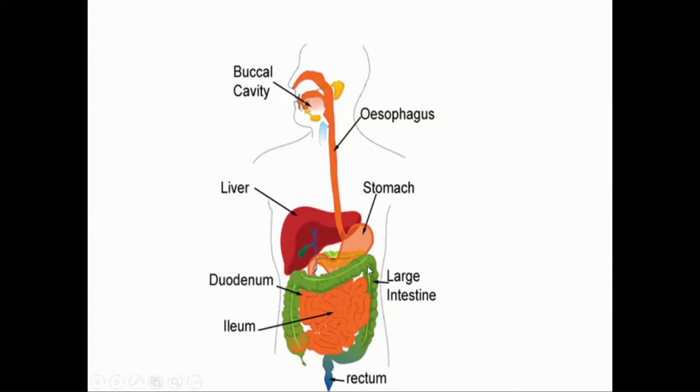What are the functions of the stomach? It stores the food. Parietal cells secrete HCl and intrinsic factor. What is the function of intrinsic factor? It helps in the absorption of vitamin B12 from the small intestine. Then what will happen if the parietal cells are damaged? Pernicious anemia.